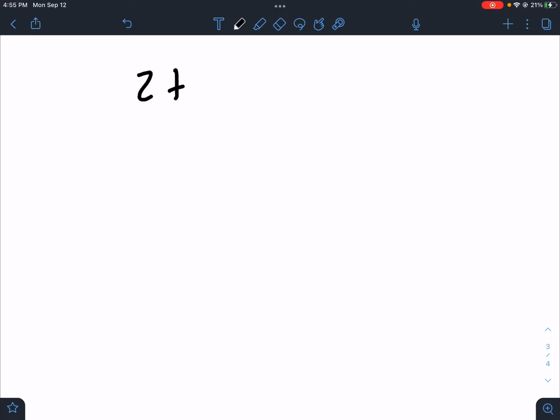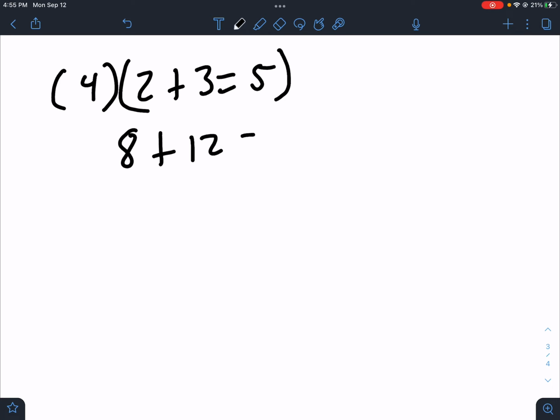If I have an equation like 2 plus 3 equals 5, that's a true statement. I think we all agree with that. The rules of algebra tell us that we can multiply or divide this equation by anything we want, and it'll stay true. For instance, I could multiply every number times 4. If I did that, I would get 8 plus 12 equals 20. That is another true statement. So as long as you multiply every number in the equation, the result will be another true statement. So keep that in mind when you're solving things.